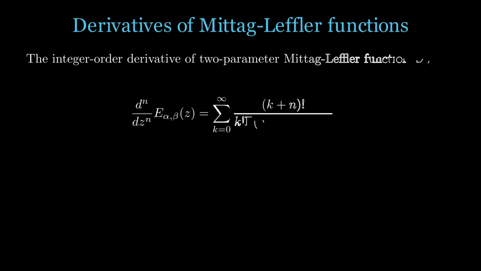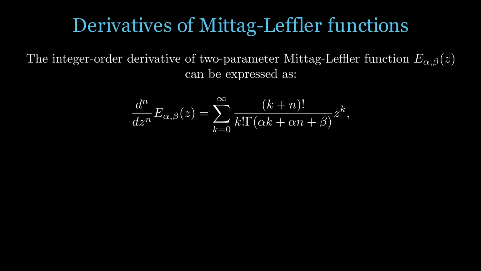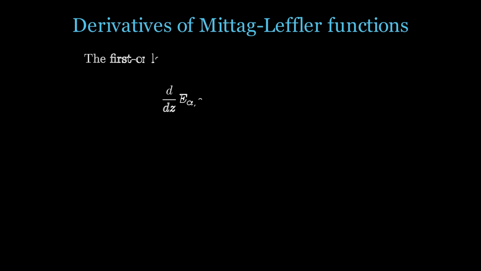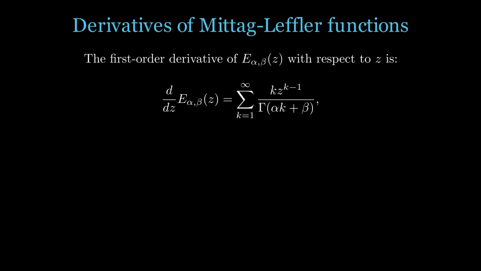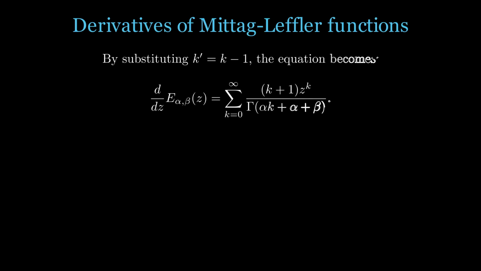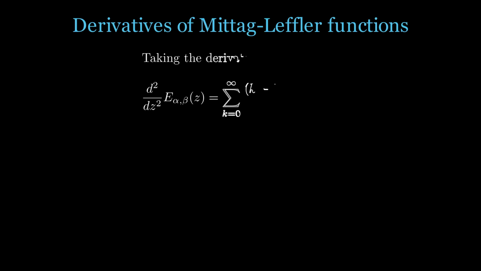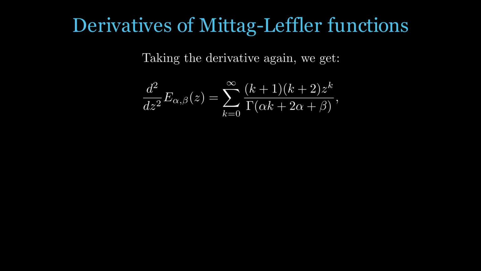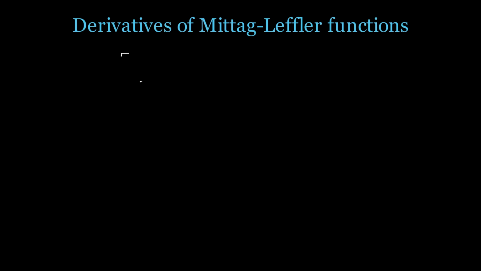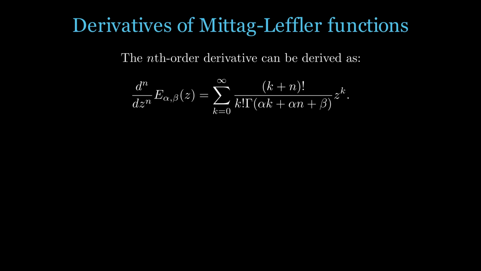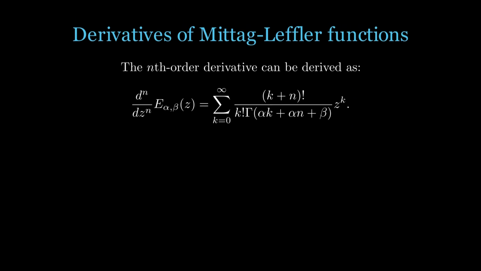Derivatives of integer order for Mittag-Leffler functions are often encountered in fractional calculus. There are many properties in the derivatives. Here I have stated an informal proof of the n-order derivative of the two-parameter Mittag-Leffler function. The reason I say informal is because the formal proof needs a straightforward induction. So we reach the result as stated in the theorem for the n-order derivative of the two-parameter Mittag-Leffler function.